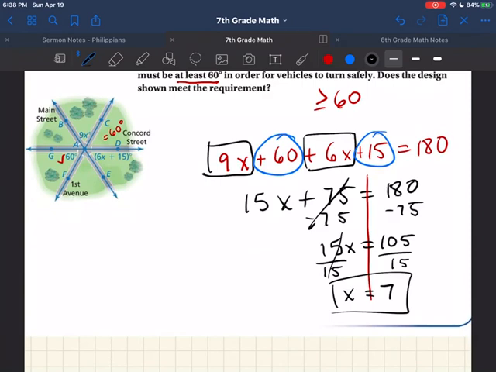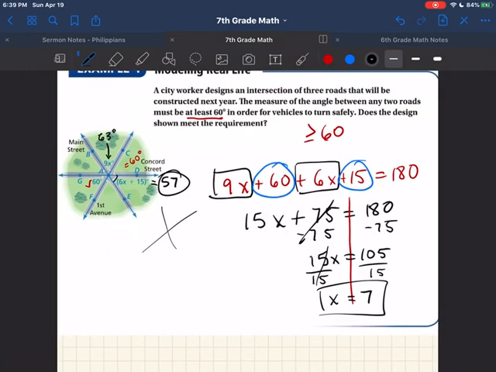All right, back to life. So therefore, if x is 7, then that means that this is, well, 6 times 7 is 42 plus 15. I'm hurrying, guys. We can't do all these. 57. So that's this angle here. We know that this one's 60. We know that this one right here is 9 times 7, 63. But before we go anywhere else, no. That is not greater than or equal to 60, so no.